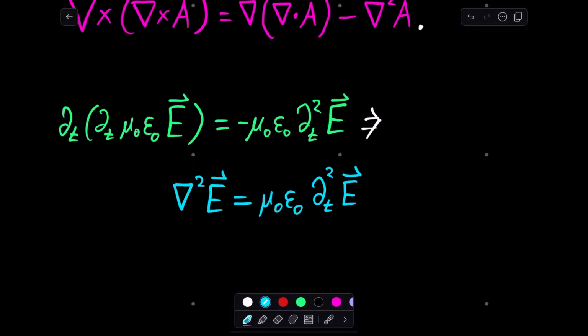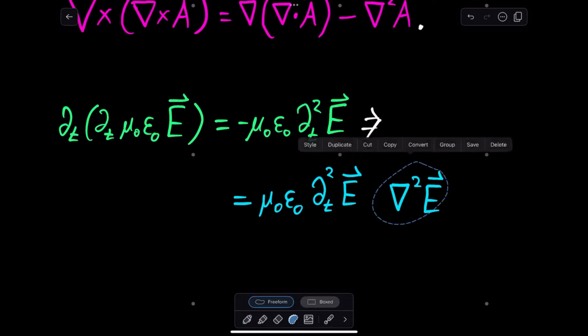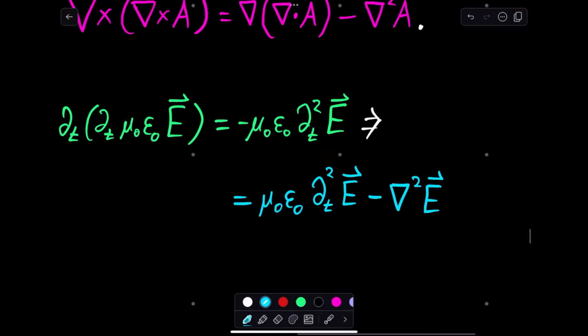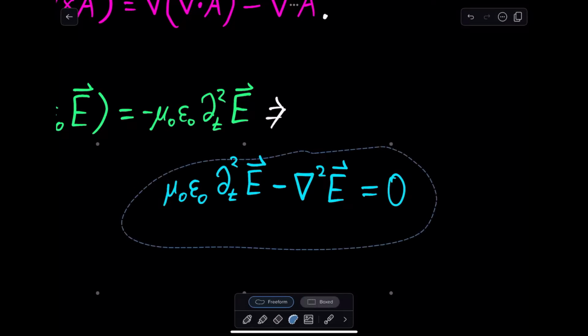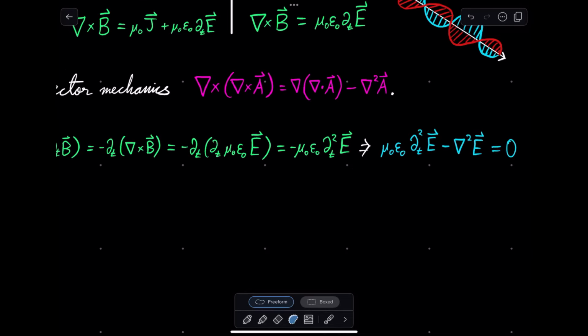In general, for the wave equation, however, I will write it like this. I will move this to the other side, so it's a minus sign, which means that this is equal to 0. So this will just go there. Then I erase this. And this is what I write for the wave equation.